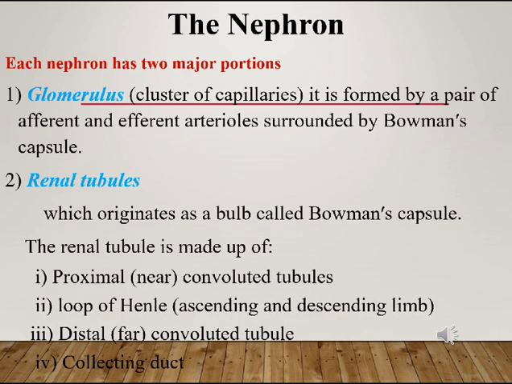The nephron has two major portions. One is the glomerulus, which is made up of a cluster of capillaries. It is formed by a pair of afferent and efferent arterioles surrounded by Bowman's capsule. And the second is the renal tubule, which originates as a bulb called Bowman's capsule. The renal tubule is made up of the proximal convoluted tubule, the loop of Henle, both ascending as well as descending limb, the distal convoluted tubule and the collecting duct.